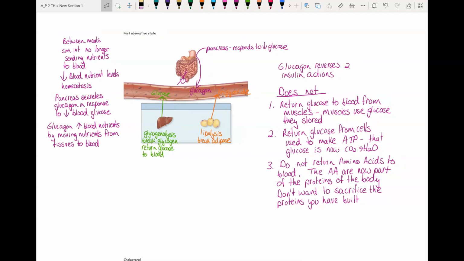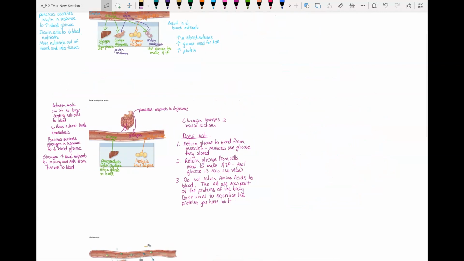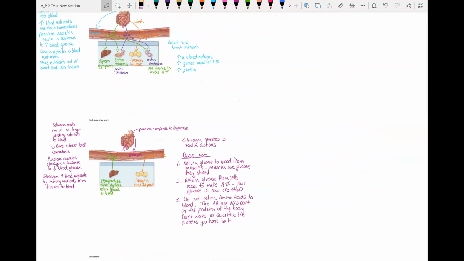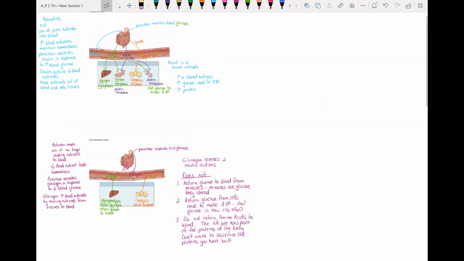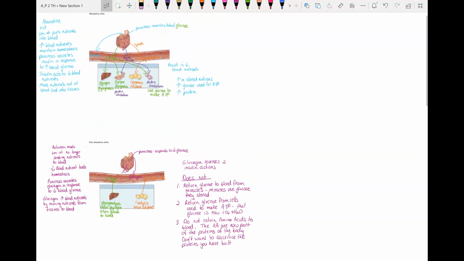Okay, so there's everything glucagon does and doesn't do. So between these two states, all the time, you're either eating and you're in the absorptive state, or you're between meals and you're post-absorptive. So your pancreas, with its insulin and glucagon, keeps you in balance of your blood nutrients all the time.